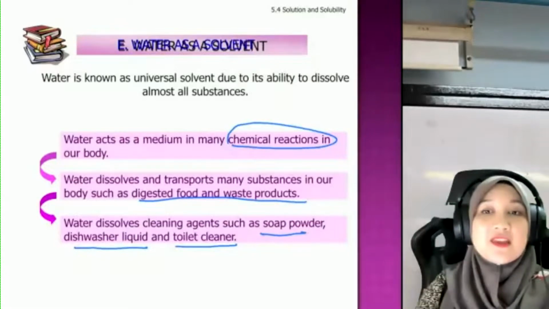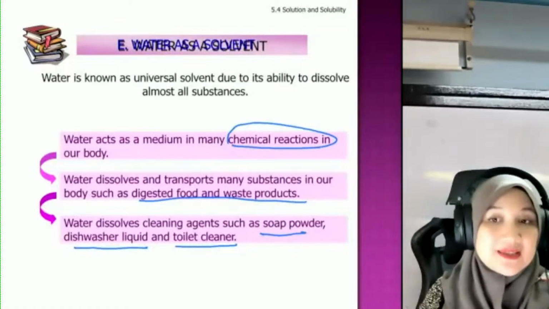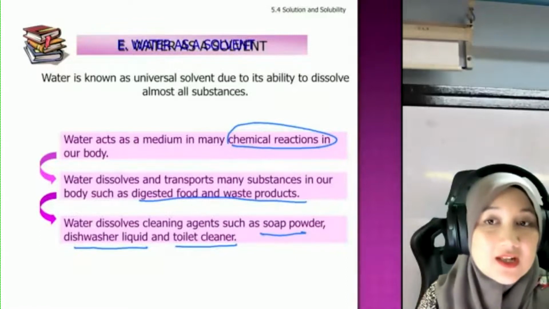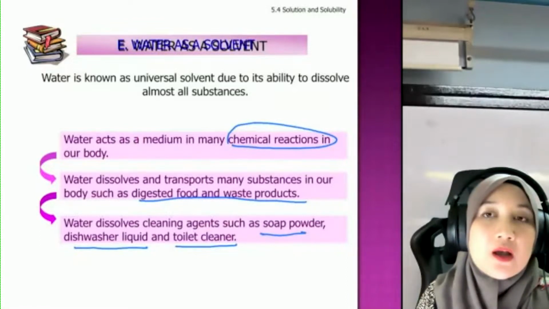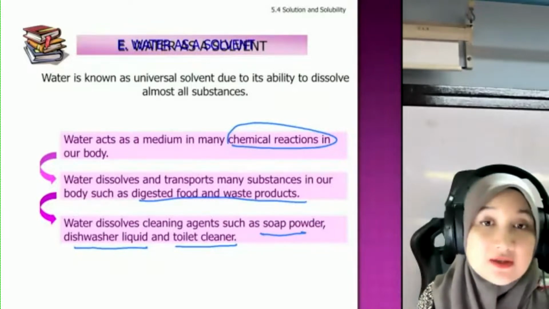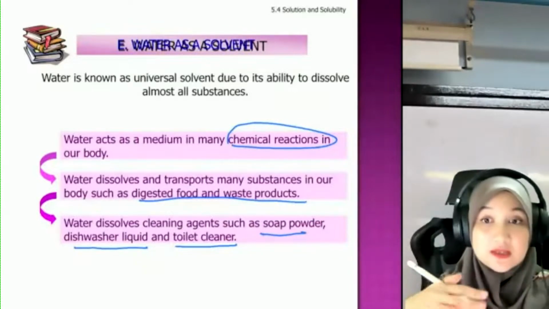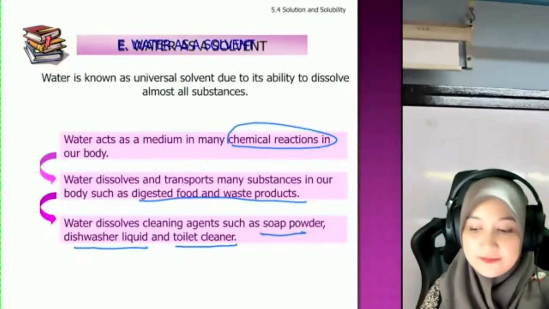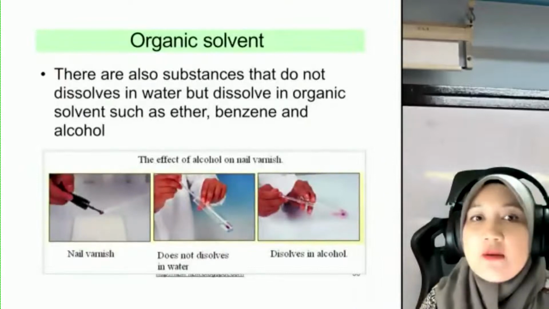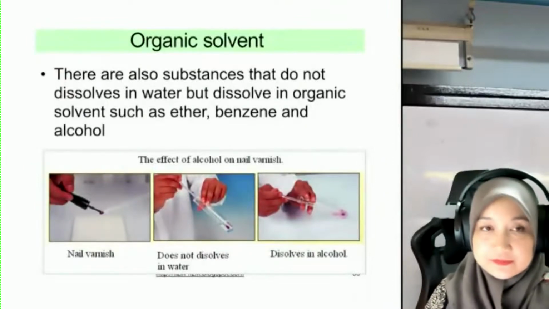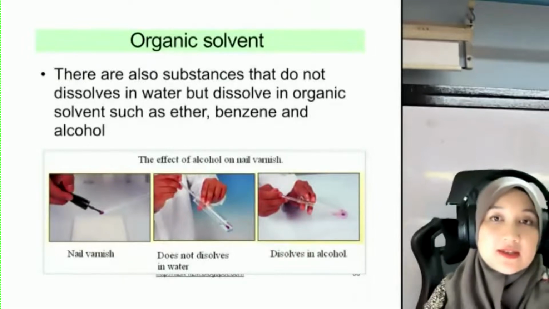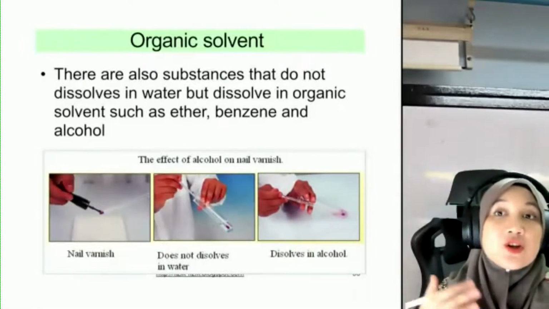Universal means everything can come into it, but some of it cannot. For example, water cannot dissolve oil. Oil is not dissolved in water. Why? Because it has different density. That's why it cannot dissolve. All right, so how about the organic solvent? What is organic solvent? Organic solvent is a solvent that is not water.